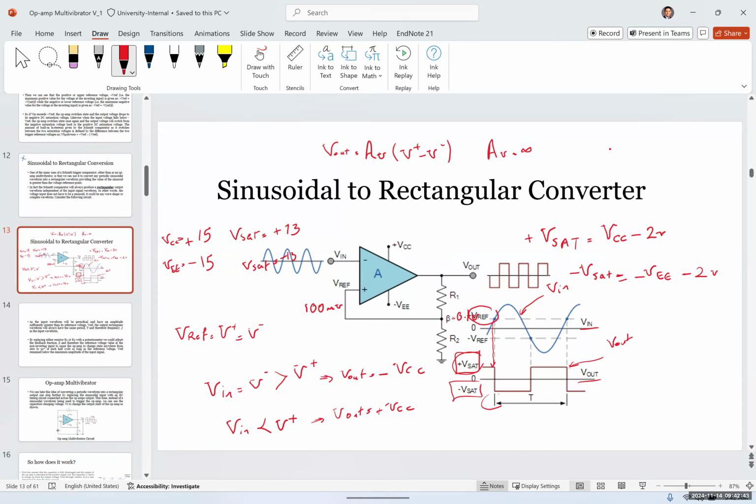So usually 1 or 2 volts below that. The reason that we have 1 or 2 volts below that is because the op amp itself has internal resistance, which has a little bit of drop in the voltage. You're not going to have that supply rail voltage directly converted to the output.